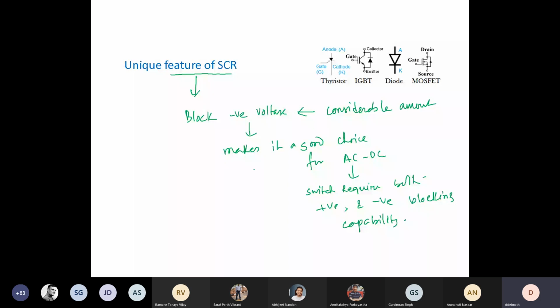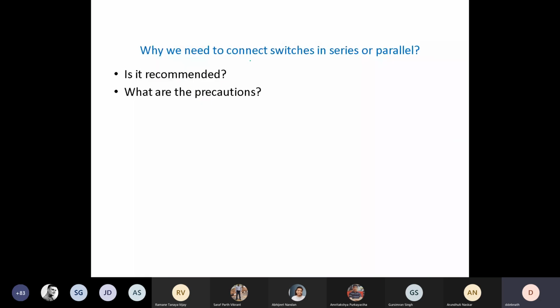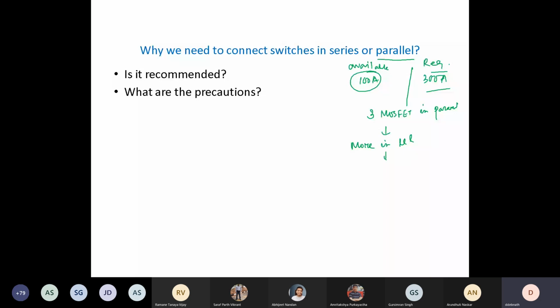In case your current rating requirement is more than what one device gives, let's say you have a MOSFET which can give you 100 ampere, but your current requirement is 300 ampere. So one is available, 300 ampere is required. What should I do? I'll use 3 MOSFETs in parallel, at least, right? Sometimes we'll be putting more MOSFETs in parallel. More in parallel means RDS(on) will come down. Loss will come down, typically.